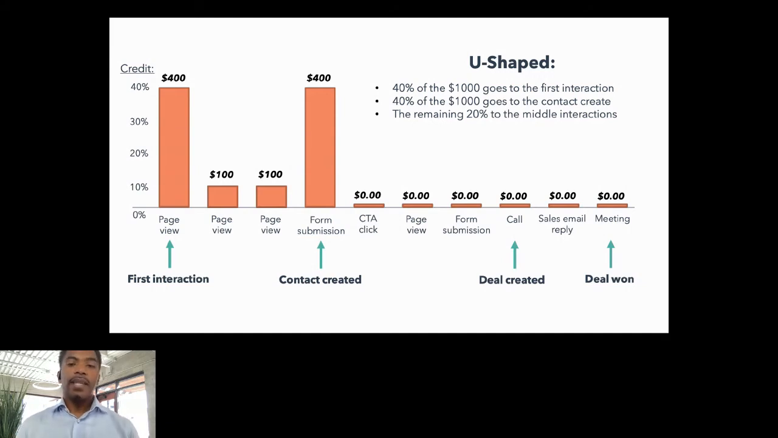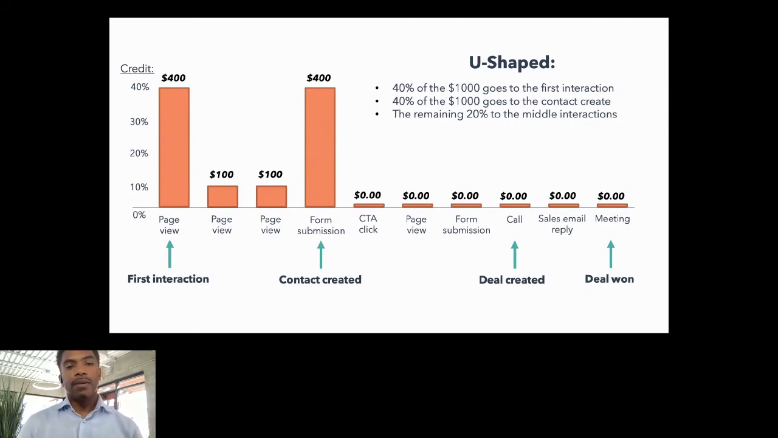Again, just for context, you have the ability when you set up your attribution to determine what gets credit for what. So you can say, you know what, form submissions made or calls don't matter, or sales email replies don't matter, or CTA clicks don't matter. So again, you can refine this to make sure that you can make it your own. So that represents a U-shaped model.